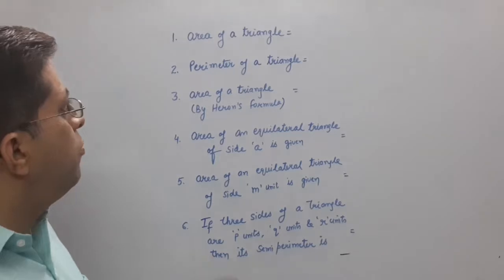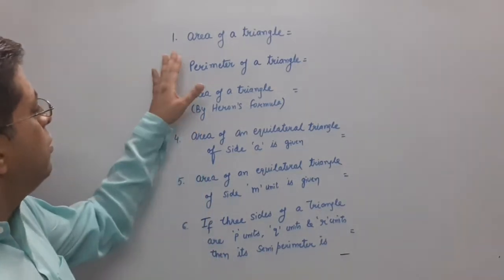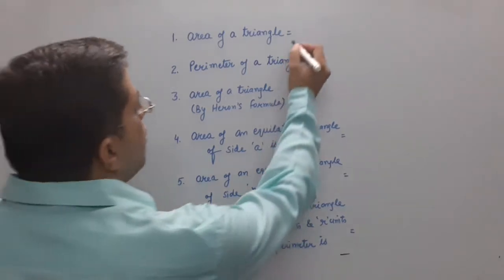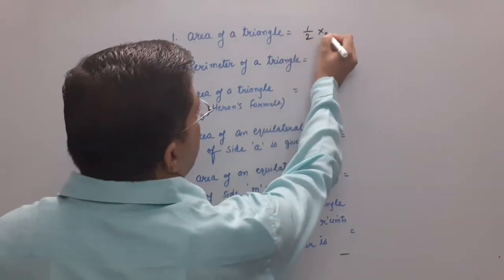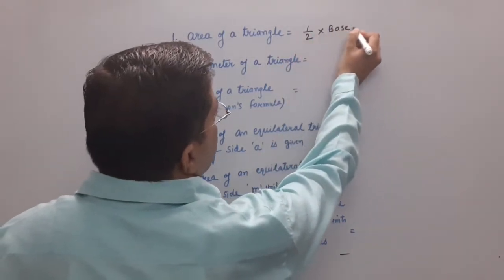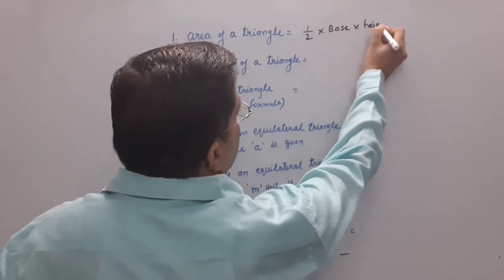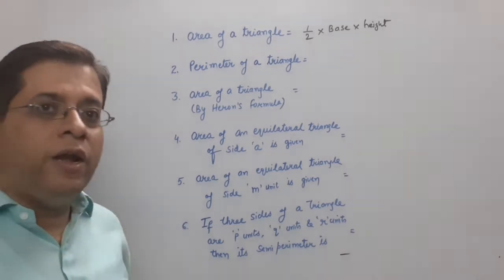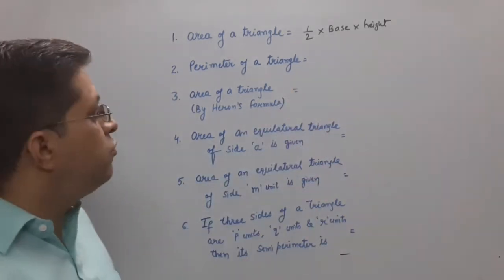Yes, come on, some important short questions here. First one is area of triangle. What is area of triangle? Half into base into height. That is your area of triangle. If you are given altitude, then you can use this one.